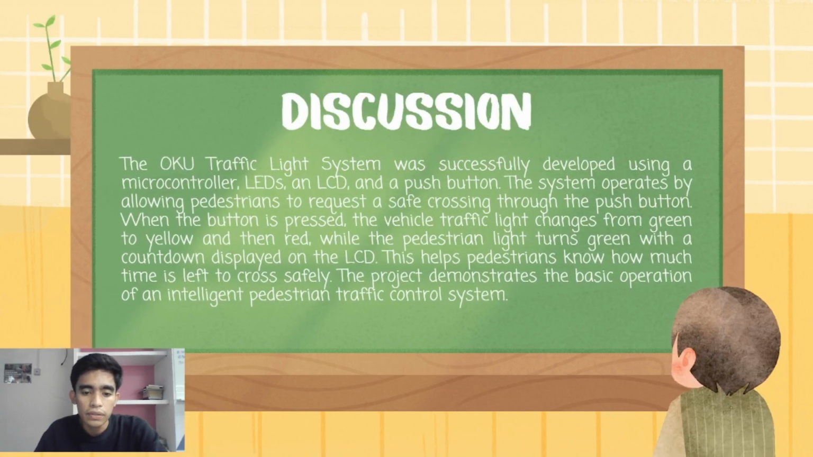So for the discussion, the project was successfully developed using the ATMEGA64 microcontroller, LEDs, LCD and a push button. The system allows pedestrians to request a safe crossing by pressing the button. Once activated, the vehicle traffic light changes accordingly and the LCD displays a countdown to inform pedestrians of the remaining crossing time. Overall, the system provides a simple and effective pedestrian crossing solution.